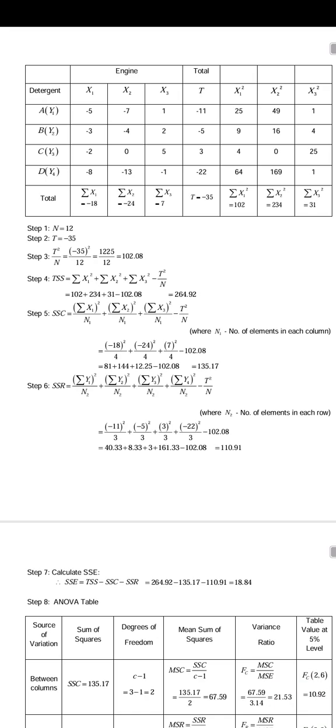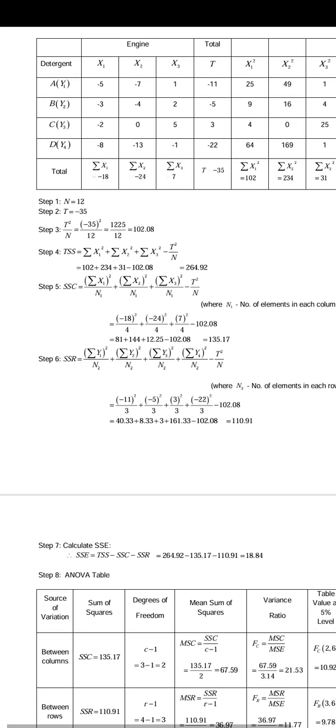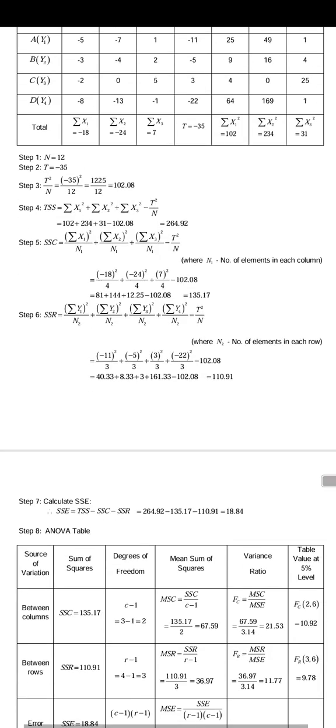The formula is SSC equal to summation x1 square by n1 plus summation x2 square by n1 plus summation x3 square by n1 minus correction factor T square by n. Here n1 is the number of elements in each column. Substituting the values from the table, finally we get the value 135.17.